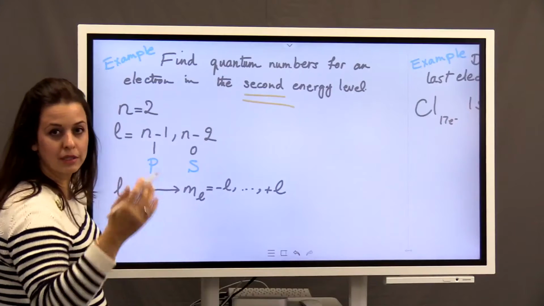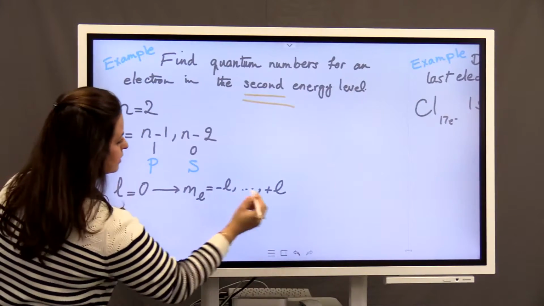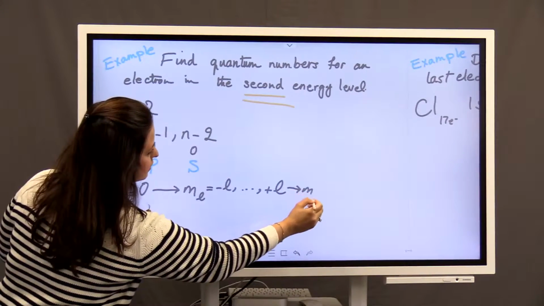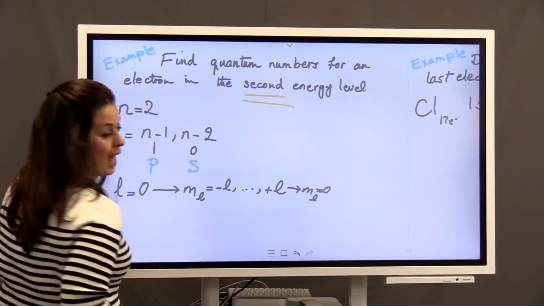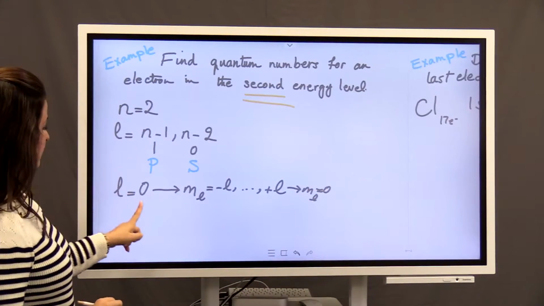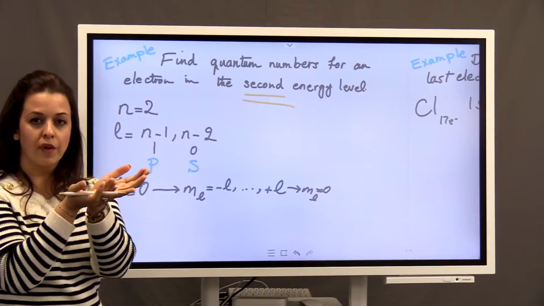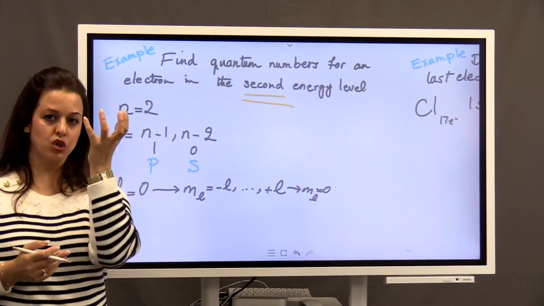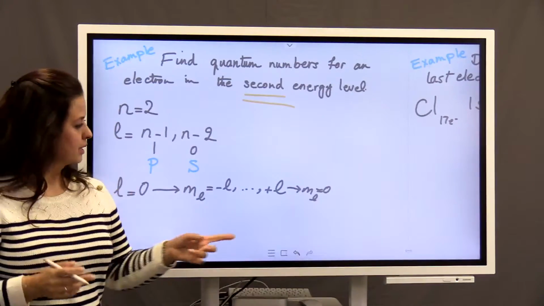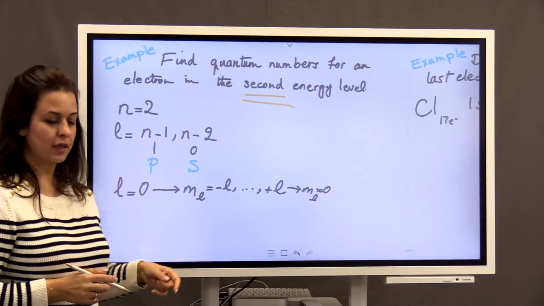Minus 0 and positive 0 is always 0, right? So ML is 0. Don't forget, ML shows the possibilities, and we said L equals 0, the s orbital, is just one sphere, one possibility for the shape. A sphere is always a sphere. So that shows one possibility.